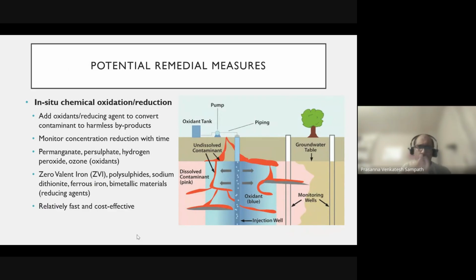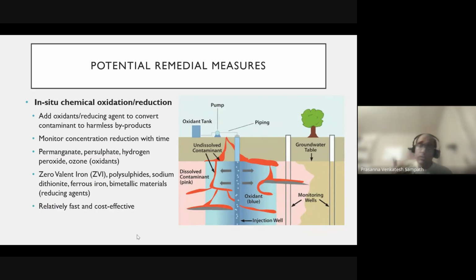So the typical types of oxidants that are used: permanganate, persulfate, hydrogen peroxide, ozone. All these have been used because they don't cause any other issues, right? And similarly, for reducing agents, you have zero valent iron, polysulfides, sodium dithionite, I don't even know what that is. Anyway, there are all kinds of other reducing agents that are used to try to remedy this type of contamination.